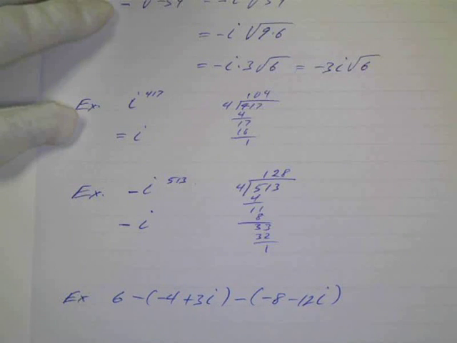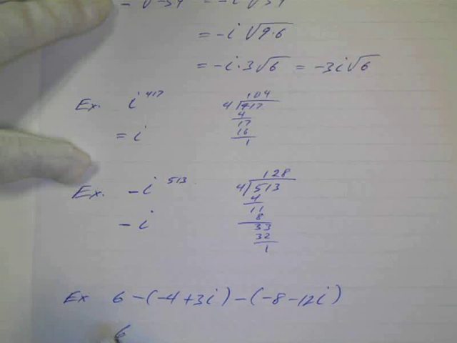So if we were going to simplify this, we have numerical terms and so-called variable terms, in this case i terms. So we just remove all the parentheses and combine like terms. So I've got 6. A negative times a negative is a positive 4. Negative times positive is a negative 3i. Negative times a negative is a positive 8. And a negative times a negative is a positive 12i. And I just combine like terms.